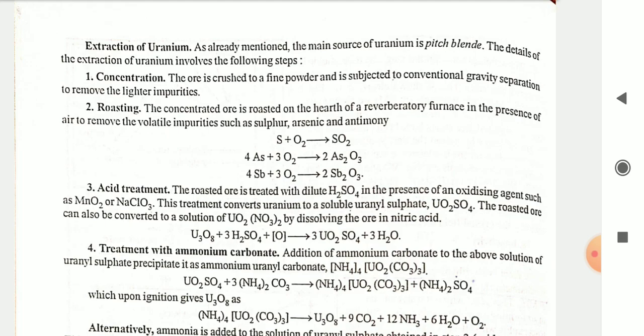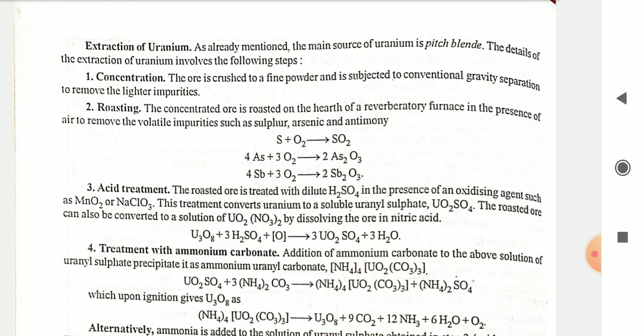Second, roasting. The concentrated ore is roasted on the hearth of a reverberatory furnace in the presence of air to remove the volatile impurities such as sulfur, arsenic, and antimony. S plus O2 gives SO2. 4 As plus 3 O2 gives 2 As2O3. 4 Sb plus 3 O2 gives 2 Sb2O3.